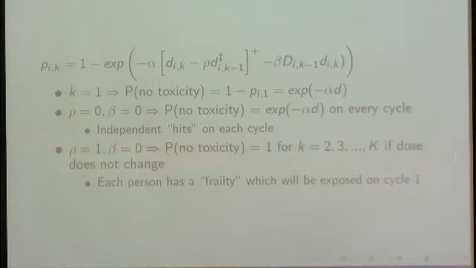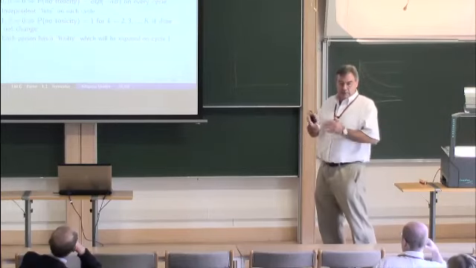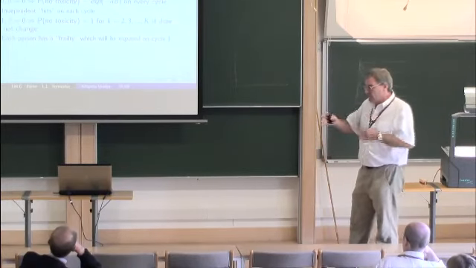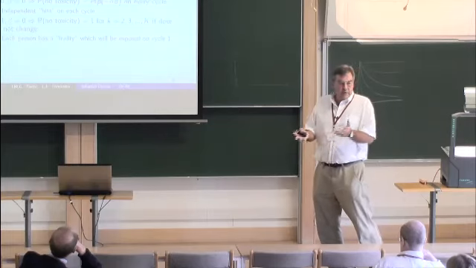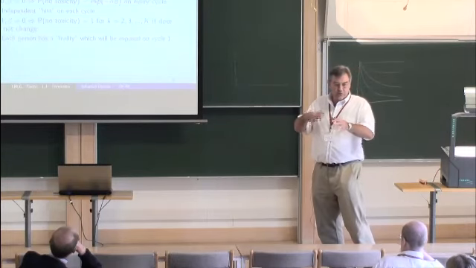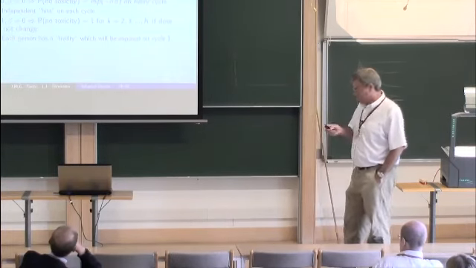If rho equals 0 and beta equals 0, no cumulative effect. Rho equals 0 is making things independent from one cycle to the next. And the probability of toxicity is just e to the minus alpha d on every cycle. So this is like independent hits every cycle. So the idea here is maybe these parameters with reasonable values can accommodate different situations. That's what I'm trying to demonstrate here.